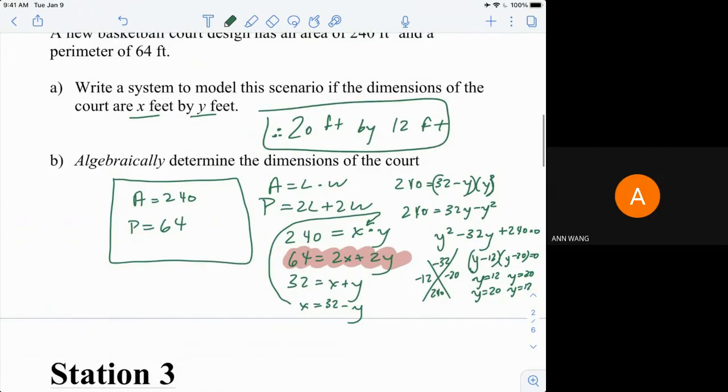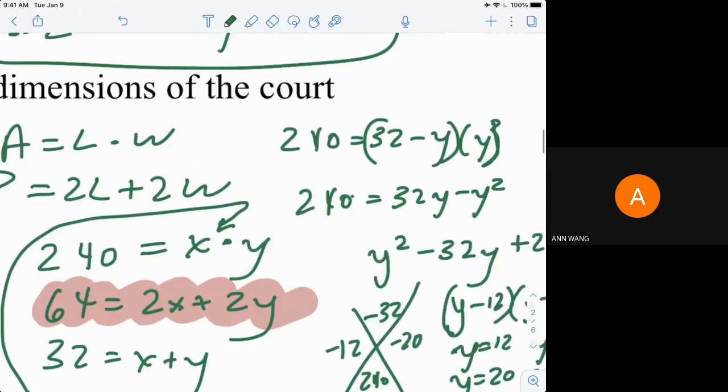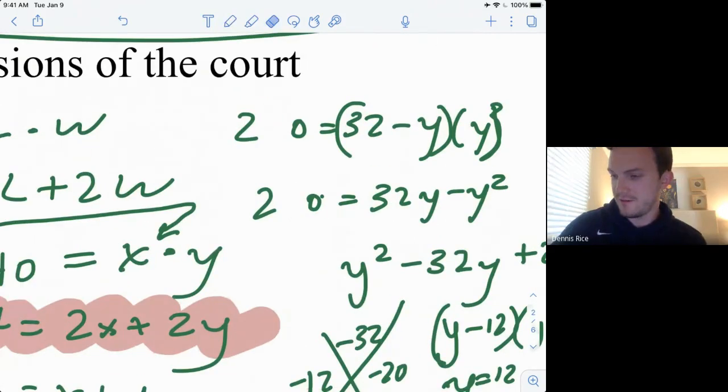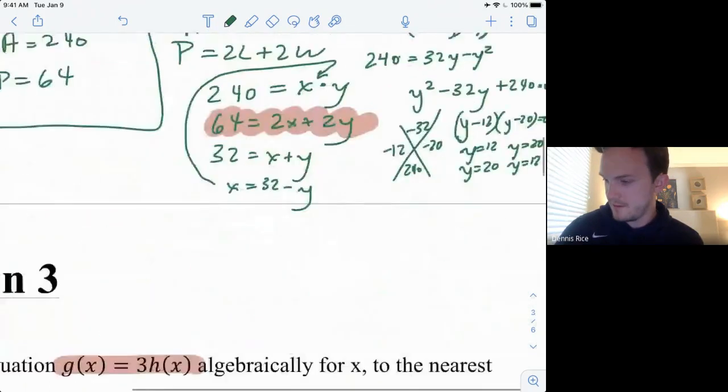Mr. Rice, I don't know, it's always tripping me out when you do your handwriting. I think it's a 4. It says 2y or 240. I don't know. It trips me out. So yeah, it's a 4. I need handwriting, but when I go fast, it's not so good. Sorry.